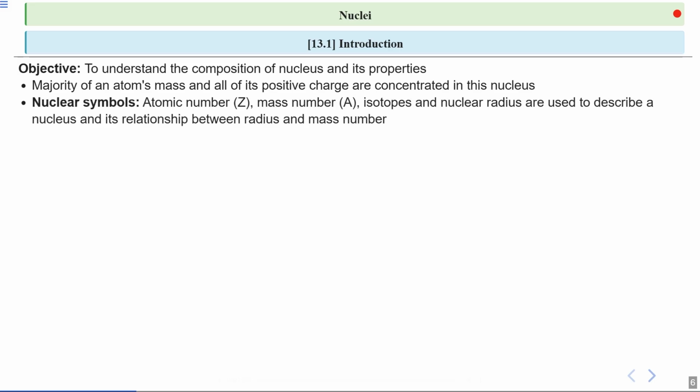Nuclear symbols, atomic number, mass number, isotopes, and nuclear radius are used to describe a nucleus and the relationship between radius and mass number.